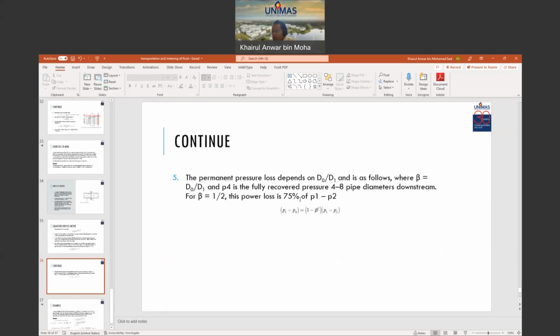The permanent pressure loss depends on d naught over d1 as follows, where beta equal to d naught over d1, and p4 is the fully recovered pressure 8 meter downstream. For beta equal to 1 over 2, the pressure loss is 75% of p1 minus p2. This is the equation.